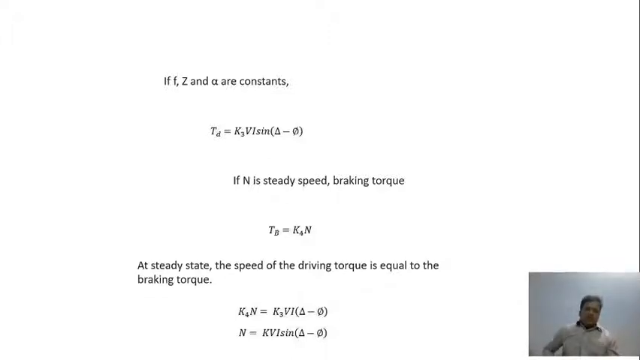If n is the steady state speed, the braking torque Tb is equal to K4 into n. At steady state, the driving torque is equal to the braking torque. K4 into n is equal to K3 into V I sin delta minus phi. And n is equal to K V I sin delta minus phi.